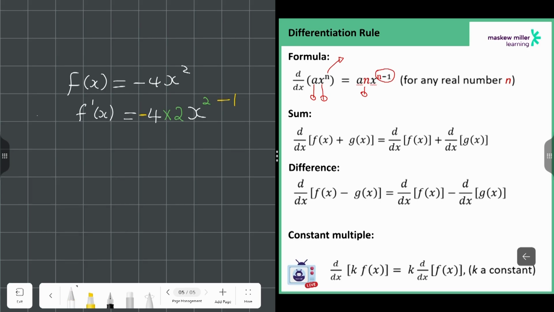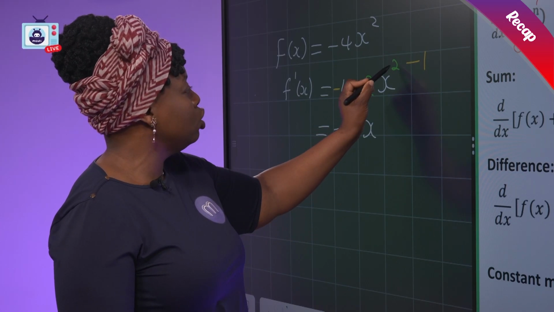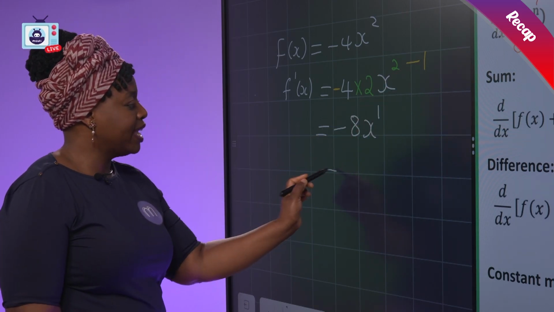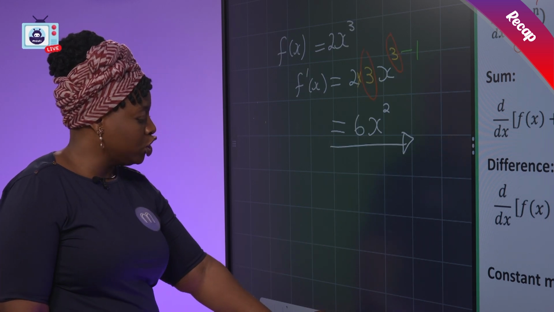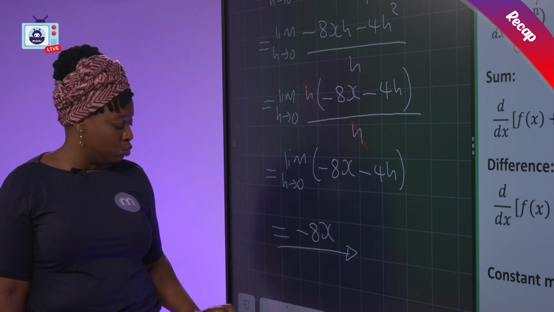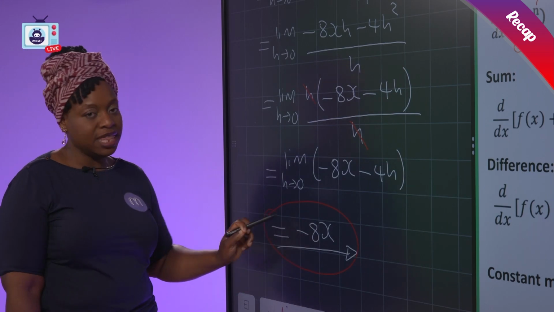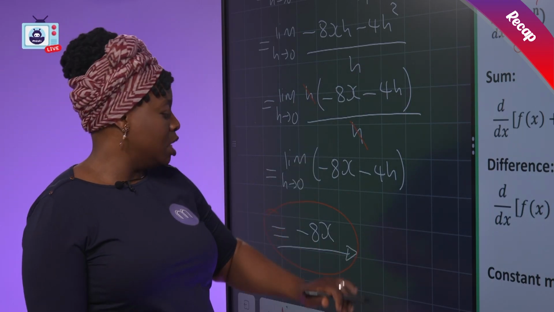So what is going to happen now? We just do the maths. A negative 4 times 2 will give me a negative 8, right? So x to the exponent 2 minus 1 will just give me a 1, which we can write as negative 8x, like that. If you go just 2 steps back, you will be able to see that the answer I'm talking about now is the same one I got when I used the short way, or when I used the formula, which is the rule that we have.